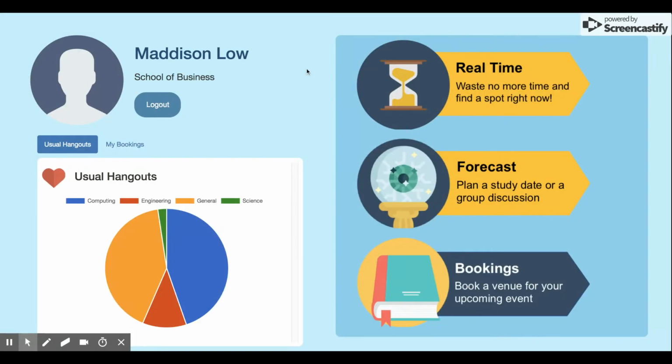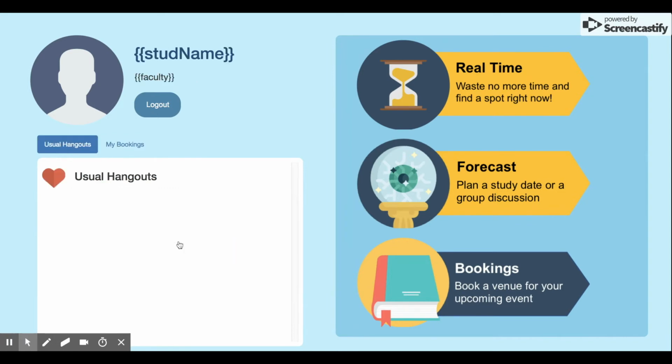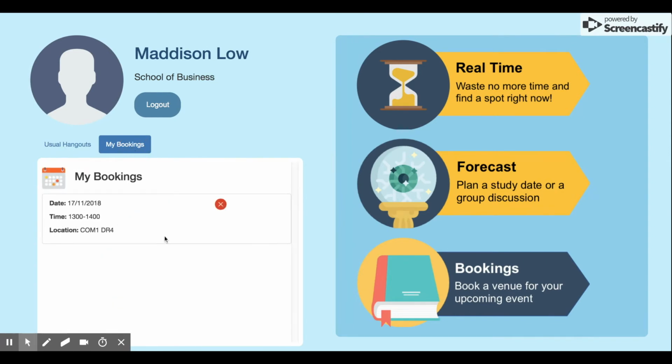So on the left, the user can keep track of their usual hangouts, which will be analytics done based on their usage of our application, such as past bookings that they have made. And the user can view and manage their current bookings, which haven't expired yet, through the My Bookings pane here, and it will show the details of each of their booking. So for example, I want to cancel a booking, I just need to click this button and the booking can be cancelled very easily. So on the right will be our three main features of the application: the real-time mode, forecast mode, and also the bookings.